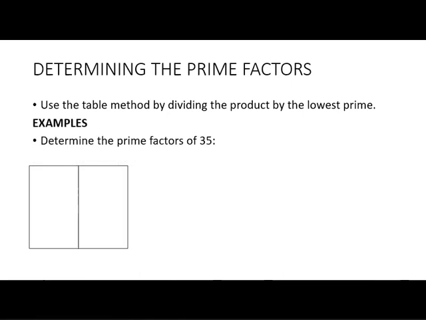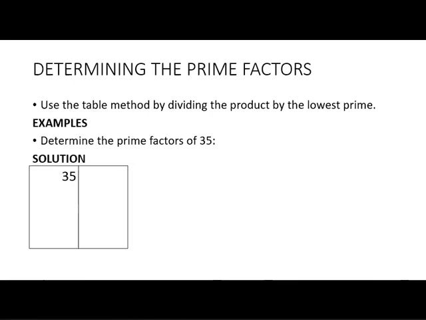Let's prime factorize 35. The lowest prime number that I can divide 35 by is 2. No, it can't be 2. It'll give you a decimal. Can it be 3? Again, no, it can't be 3. So now I have to try another one, which is 5.